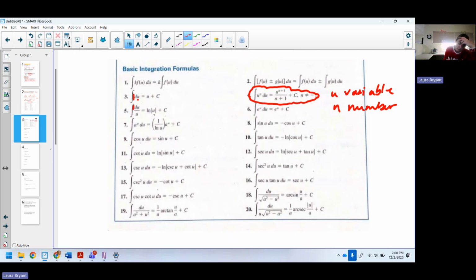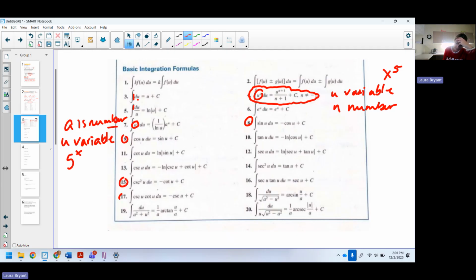1 over u is going to go to ln of u. And that's because when we did logarithms, it went to u prime over u, derivative over original. E to the u just goes to e to the u. A to the u. Okay, so in this case, a is the number. U is the variable. And so this integrates to 1 over ln a to the u. So look, it kind of starts out looking like that same power rule, but it's just different because this would be used for something like x to the 5th, and this one would be used for something like 5 to the x.